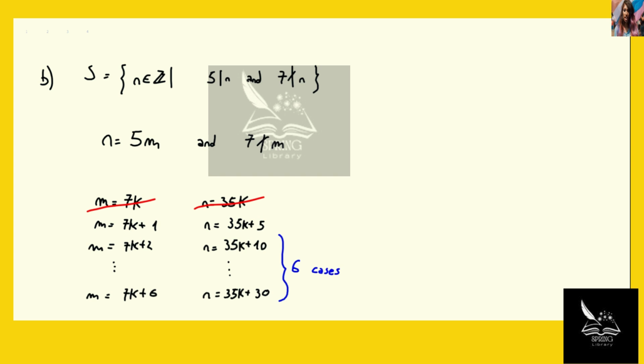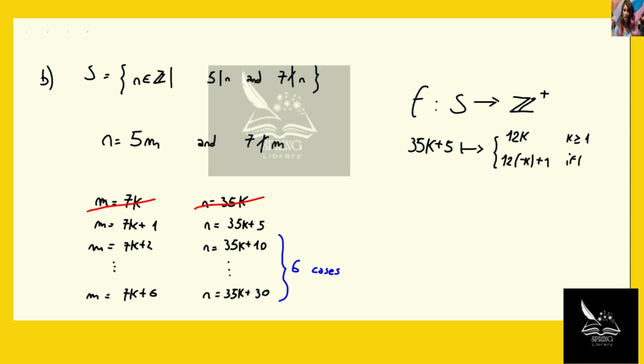And again, k now is over the integers, so we need to split between the positive and the negative, and as always, they will be mapped into even and odd positive numbers. So let's write our function. The first class is 35k plus 5, and again we're mapping those to 12k if k is greater or equal than 1, and 12 minus k plus 1 if k is lower or equal than 0. So this completely takes care of the first class, 35k plus 5, and we are dividing for k positive and negative, mapping into multiples of 12 and multiples of 12 plus 1.